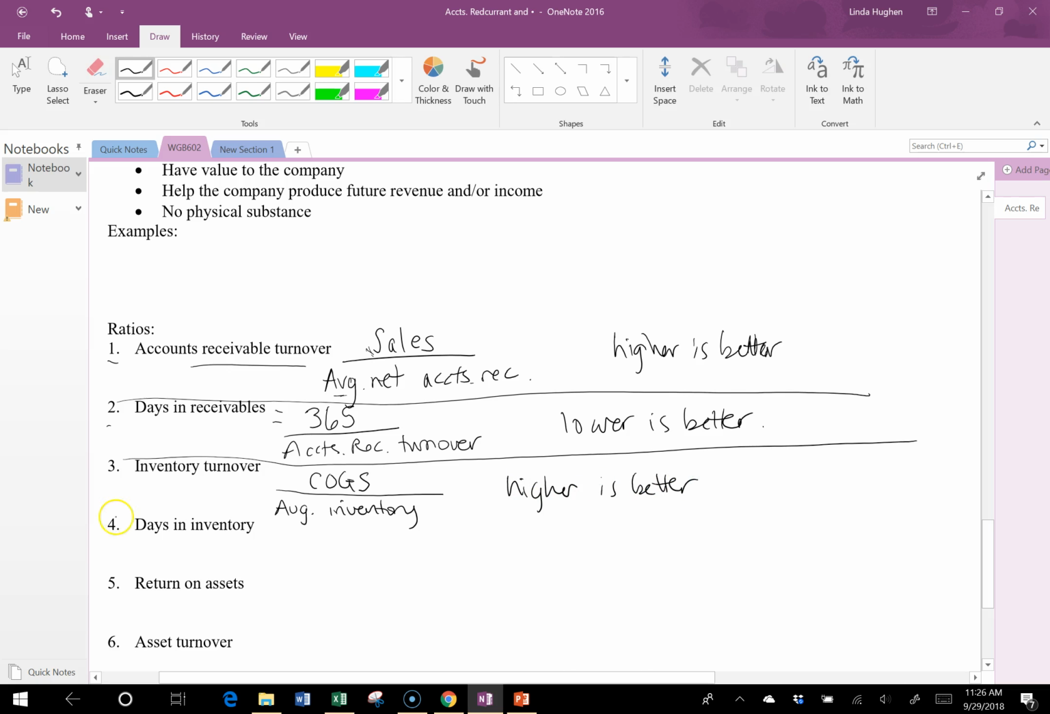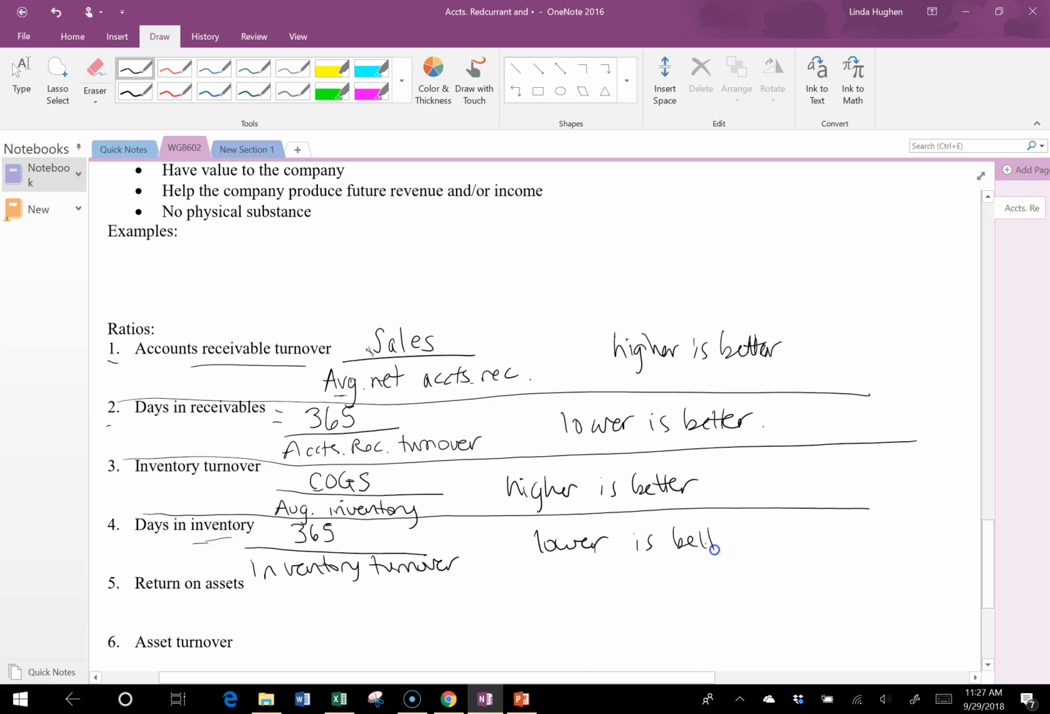And days in inventory is a similar equation to our days in receivables. We're going to take 365, the number of days included in our cost of goods sold. Here, in this class, we're looking only at annual financial information. 365 divided by the inventory turnover. And of course, we don't want to have our inventory sitting around for too long. We talked about the risks of that. So clearly lower is better.